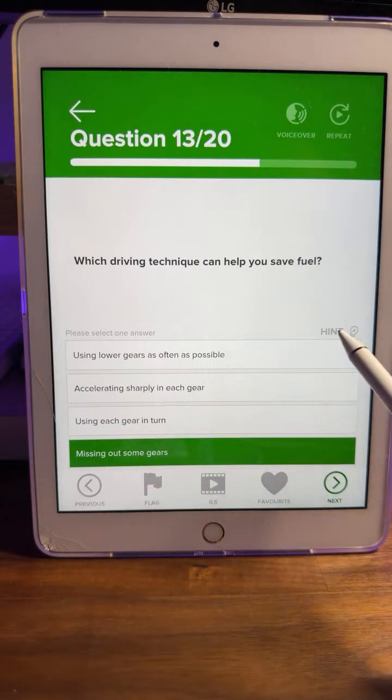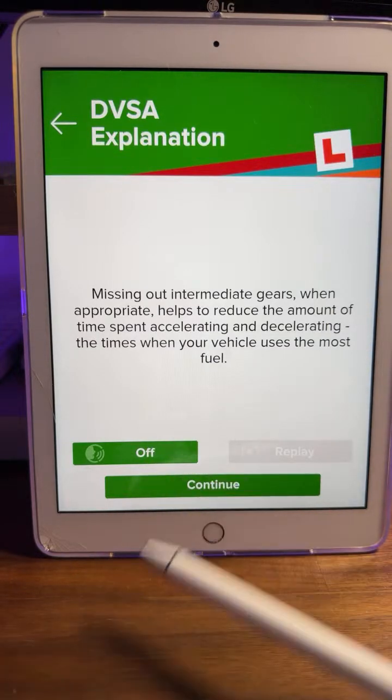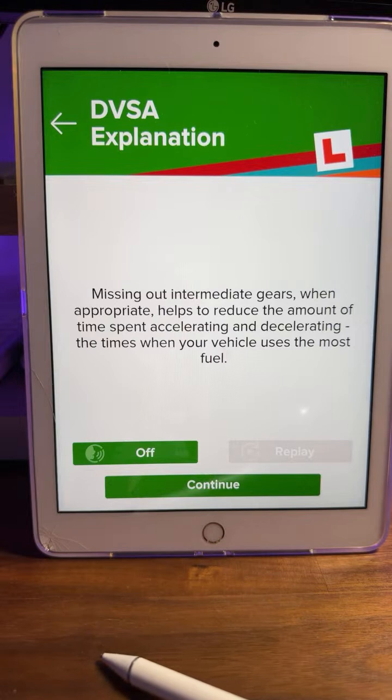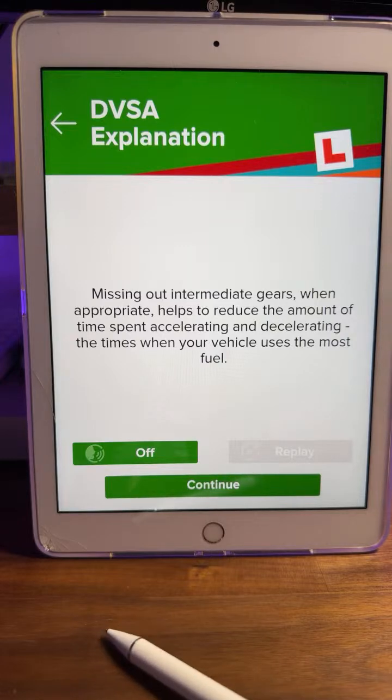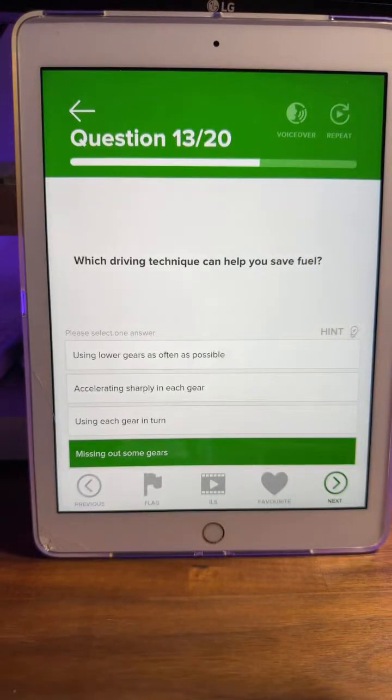Okay, so you can look at the hint on this one as well. Missing out intermediate gears when appropriate helps to reduce the amount of time spent accelerating and decelerating, the times when your vehicle uses the most fuel, yeah? So D is the correct answer, miss out some gears, okay?